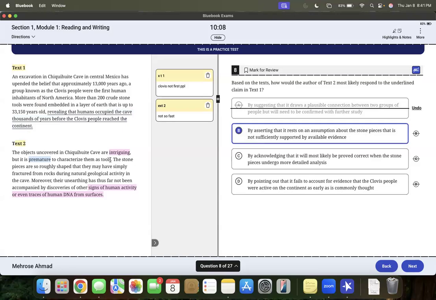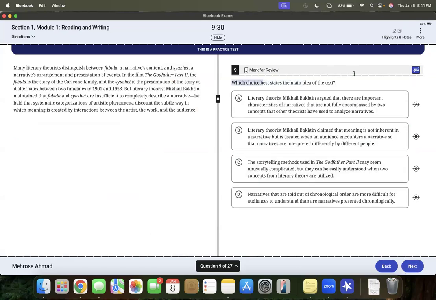It's saying we can't assume that these are tools, and there's not even more evidence about humans. C, by acknowledging it will most likely be proved correct when the stone pieces undergo more detailed analysis. So text two's author says nothing about more research being done, so that doesn't make sense. D, pointing out that it fails to account for evidence that the Clovis people were active on the continent. Again, in text two the author doesn't even talk about activity of humans or anything like that. So B is the best answer.